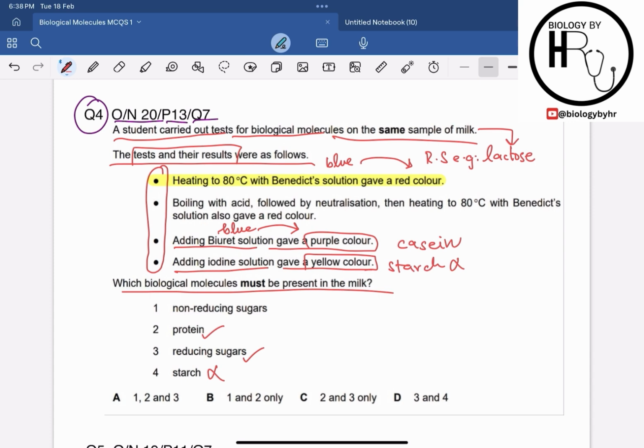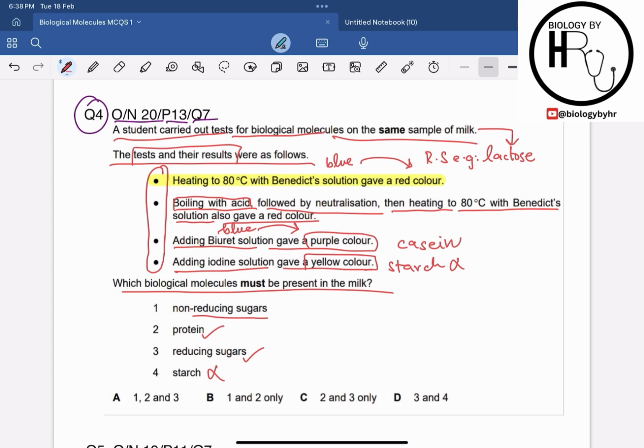And if I talk about the non-reducing sugar, they are saying that boiling with acid followed by the neutralization, then heating to 80 degrees Celsius with the Benedict solution also gave a red color. If the non-reducing sugar, for example sucrose, was present, then on the hydrolysis, as we are boiling with the acid, obviously we are hydrolyzing the non-reducing sugar. If the non-reducing sugar was present, then hydrolysis would have broken it down into the reducing sugar, right?